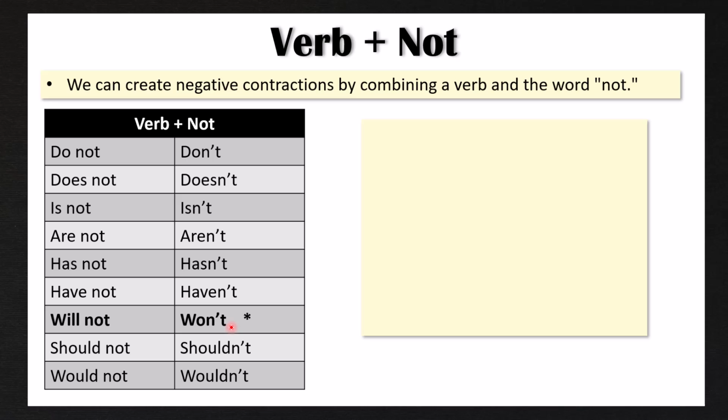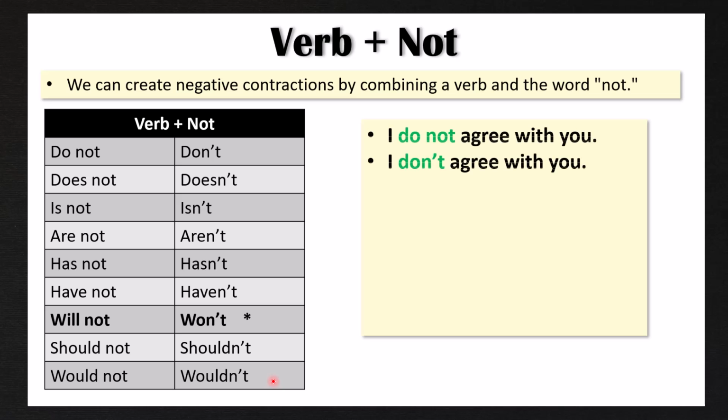So this is very important because we don't say willn't in English. You have to write won't when you're forming a negative contraction. So it's irregular. Should not becomes shouldn't. Would not becomes wouldn't. Let's look at some sentence examples.